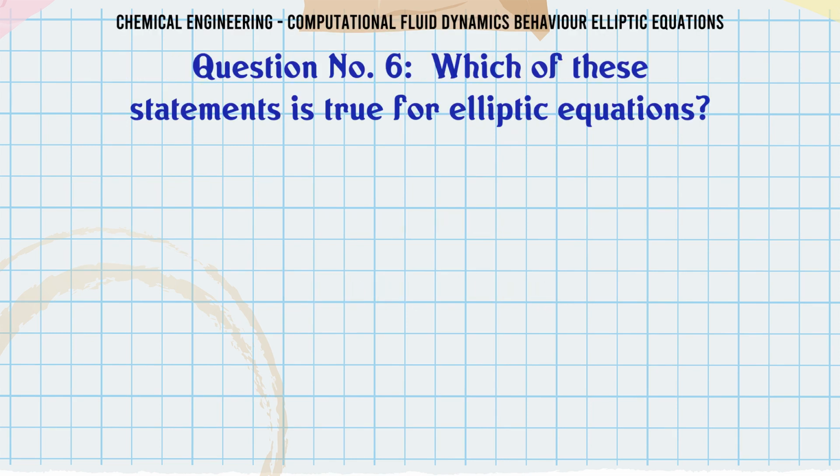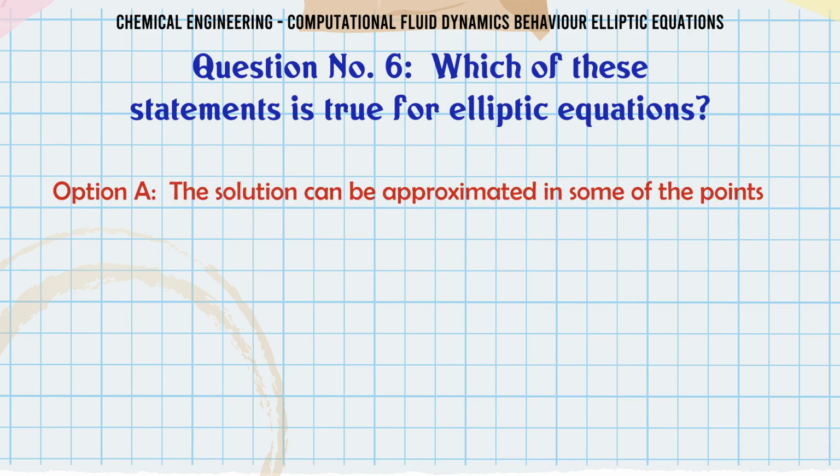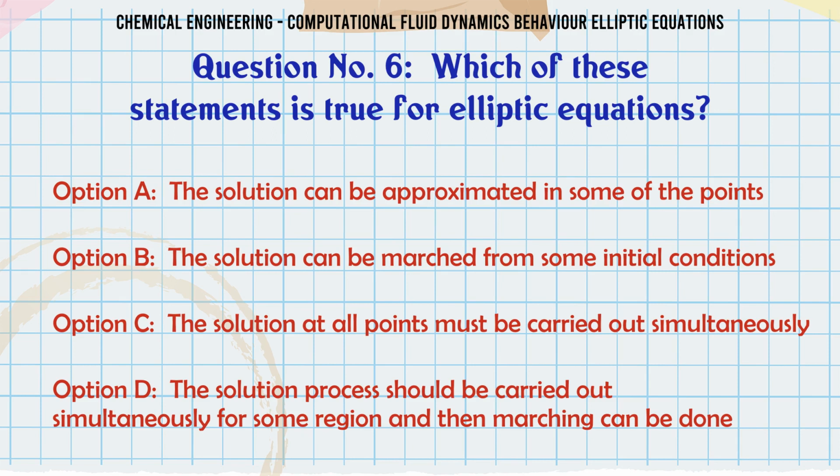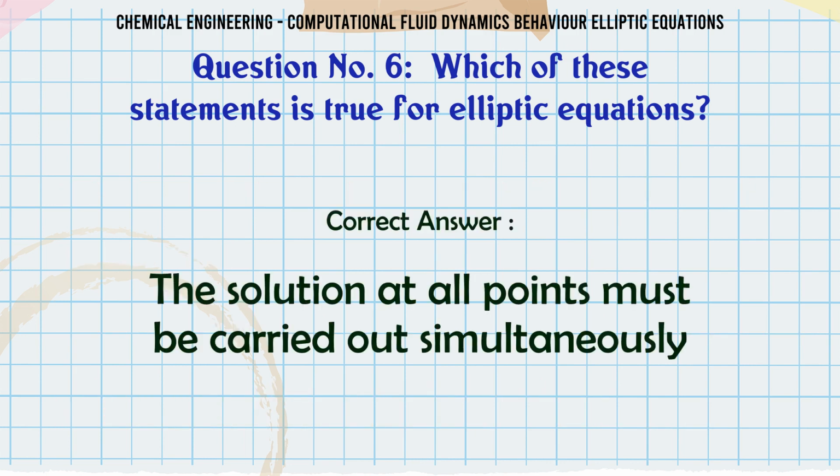Which of these statements is true for elliptic equations? A. The solution can be approximated in some of the points. B. The solution can be marched from some initial conditions. C. The solution at all points must be carried out simultaneously. D. The solution process should be carried out simultaneously for some region and then marching can be done. The correct answer is the solution at all points must be carried out simultaneously.